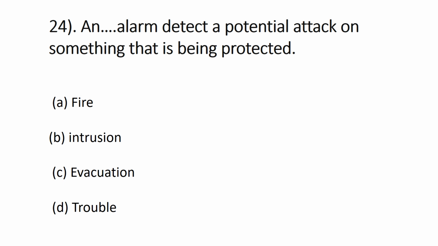Question number 24. An alarm detects a potential attack on something that is being protected: fire, intrusion, evacuation, and trouble. The correct answer is intrusion alarm. An intrusion alarm detects a potential attack on something that is being protected. We always use an intrusion alarm to protect an object or property. If the intrusion alarm goes off, we consider it an attack on the protected property or object.